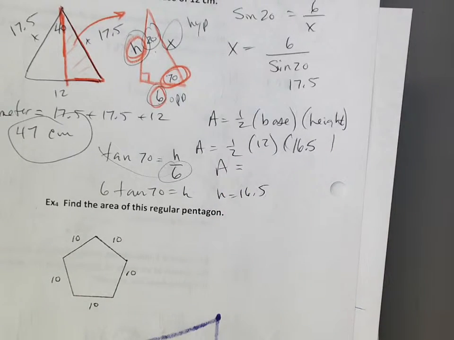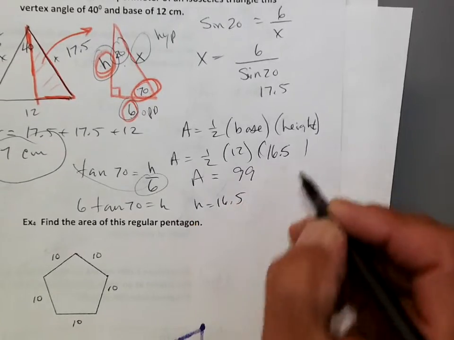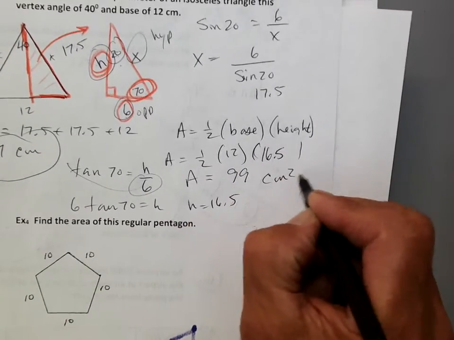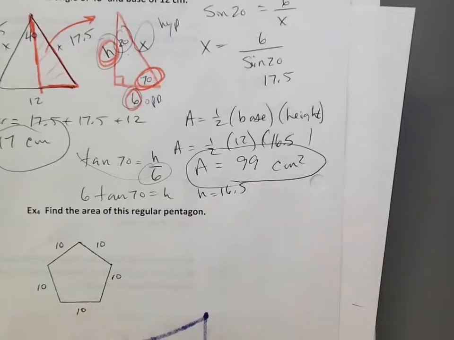I'm going to go, and I get times 6 and I got 99. Oh yeah, 99. I believe it's 99 centimeters squared. Okay, so before I move on, let's go back through it.